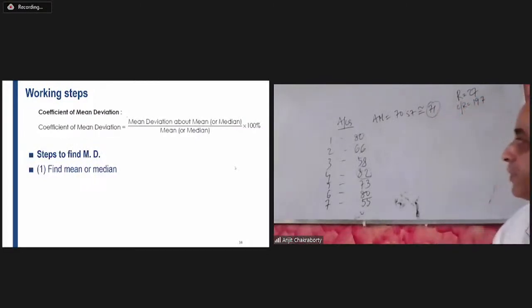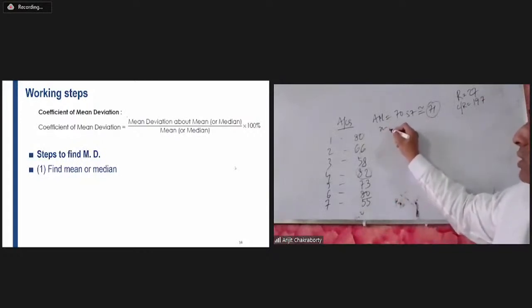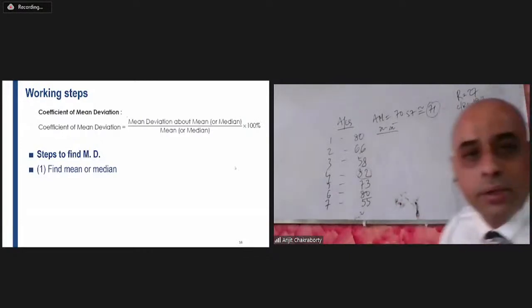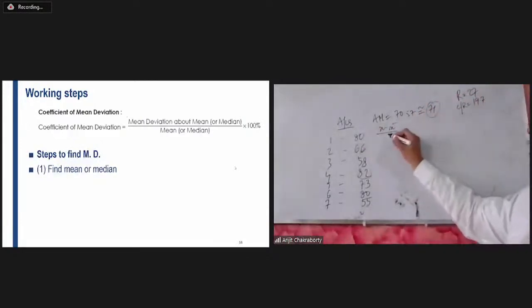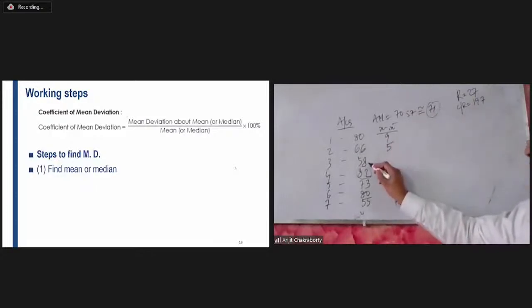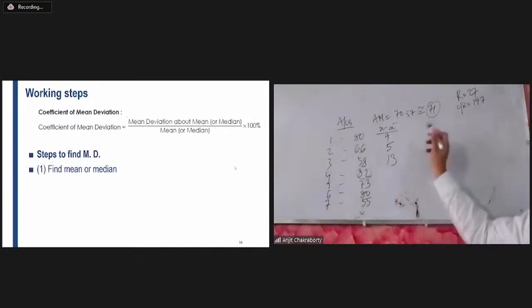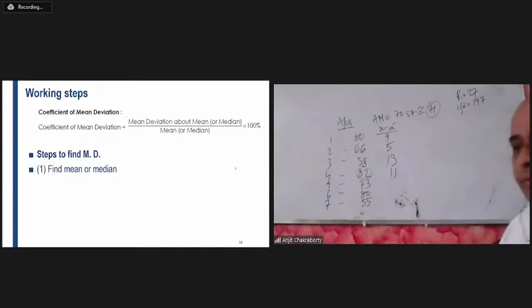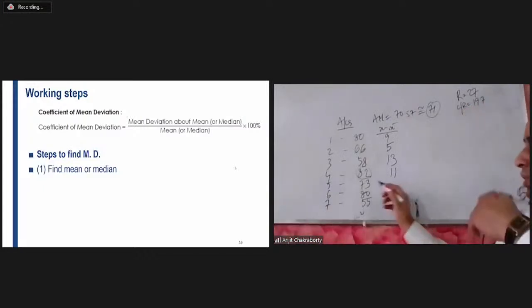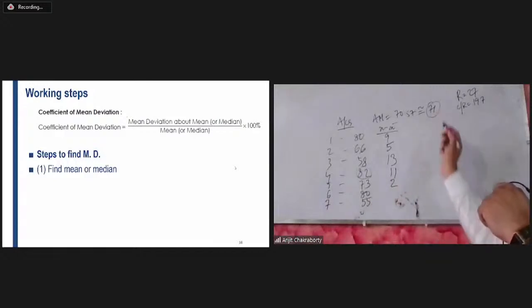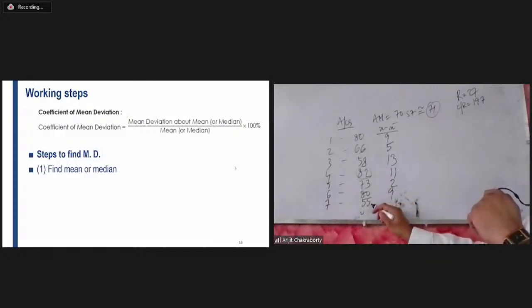Now we will find x minus x bar, that is each observation minus the mean. 80 minus 71, difference is 9. 66 and 71, difference is 5. 58 and 71, the difference is 13. 82 and 71, difference is 11. Please work out with me. 73 and 71, difference is 2. 80 and 71, difference is 9. 55 and 71, the difference is 16.